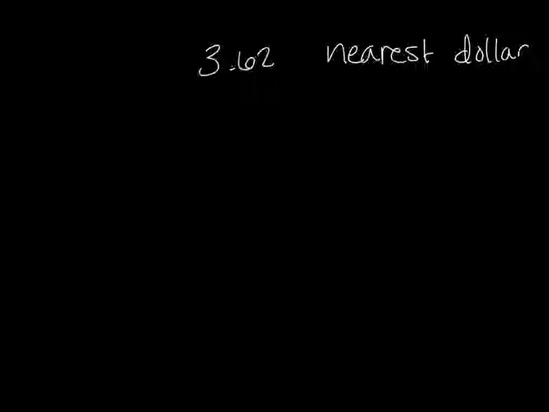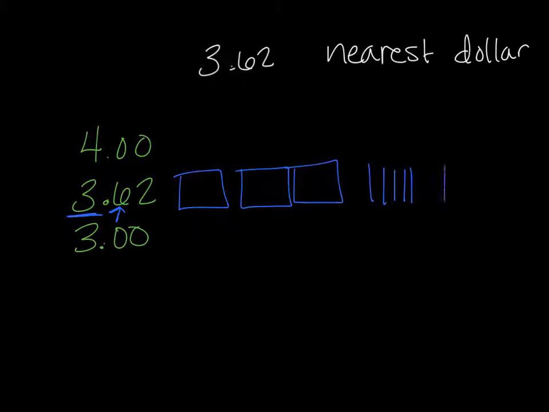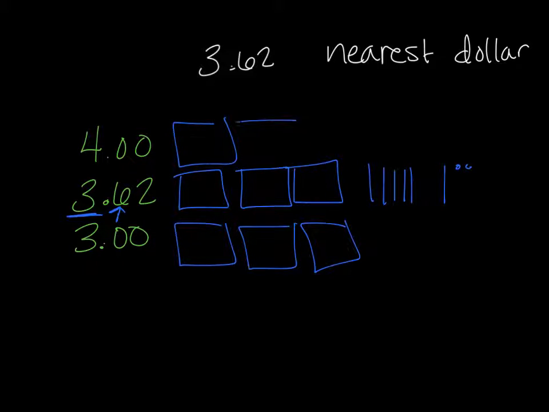Okay, we have another example. We have 3.62 again. But now we're going to round to the nearest dollar. So we're either going up to $4 or we're going down to $3. This time we're looking at this number and then using that one to make our determination. So we draw out our 3 blocks, 3, and then 1, 2, 3, 4, 5, 6, 1, 2. Or we go down to $3, or we go up to $4.